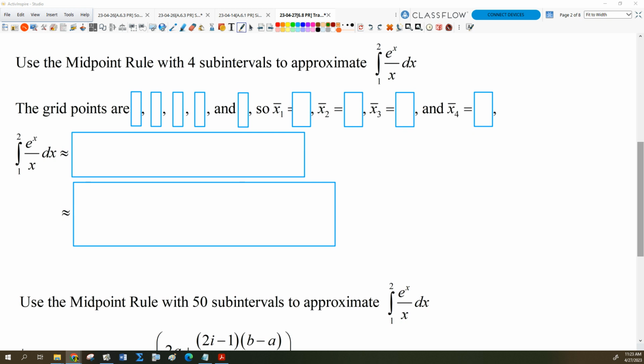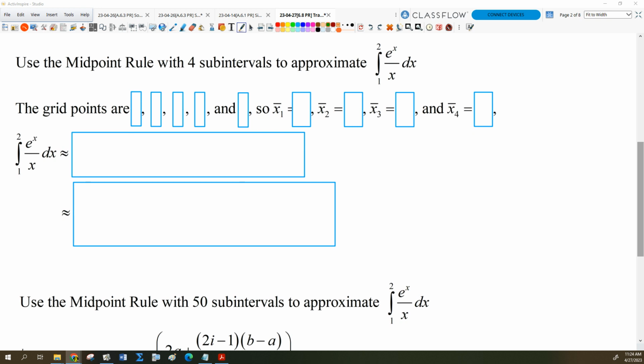My area goes from 1 to 2. I'm adding up the area under the curve from x equals 1 to x equals 2. So what's the width of my interval? 1. And I'm dividing it into 4 equal subintervals. So what's the width of each one? 1/4, right? All it is just b minus a, 2 minus 1 divided by 4. So it's 1/4. So what would my grid points be that are going to bracket each subinterval?